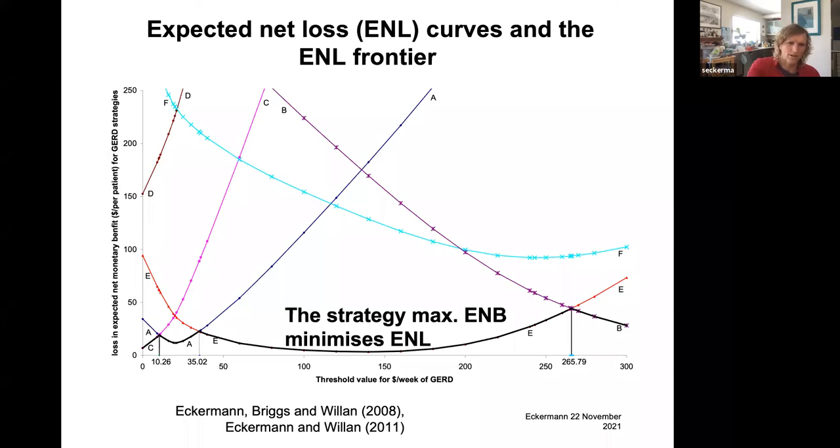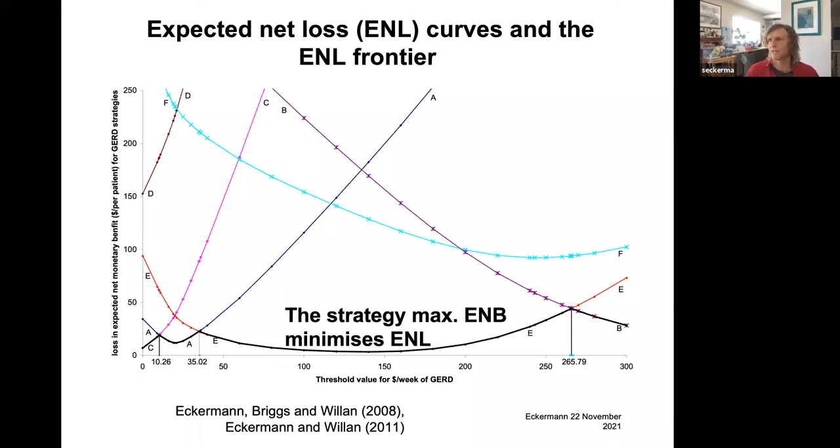But actually, the height of that frontier at the bottom line, with C, A, E, and B at the bottom, gives you the expected value of perfect information. So if we had perfect information, there'd be a proportion of replicates in which A would have been higher, from zero to $10.26, et cetera. The actual distance represented by the frontier there is the expected value of perfect information. It's the expected loss that could have been avoided if we had absolutely perfect information.